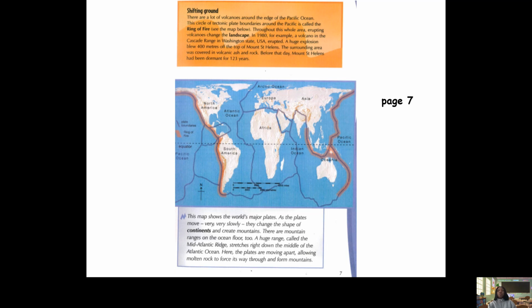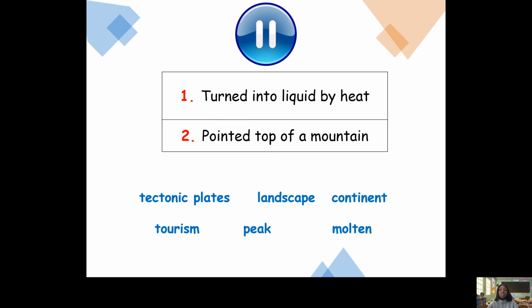Fantastic. And that is it for today. If you want to go back and have a read of that by yourself, you can do. Otherwise, we're now going to move on to our independent task, which is to match up the vocabulary to the definitions. The first definition I'm going to read to you, number 1, is turned into liquid by heat. What is the word? Is it tectonic plates, landscape, continent, tourism, peak, or molten?